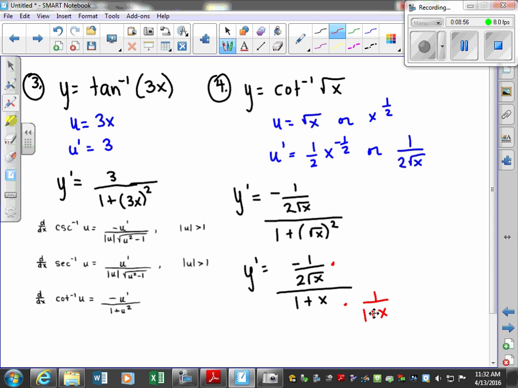Do the same thing in the numerator, then we could just simplify. Of course, down here, this would simplify with this, and we would just get negative 1 times a positive 1 is a negative 1, and then we're just going to have 2 square root of x times 1 plus x.